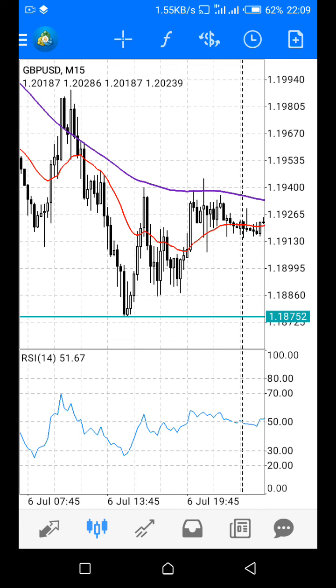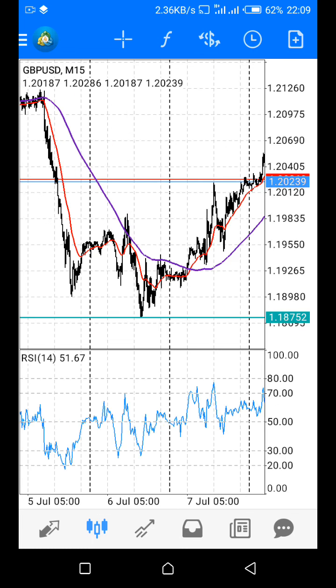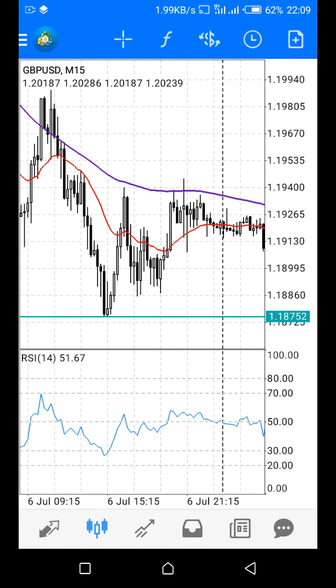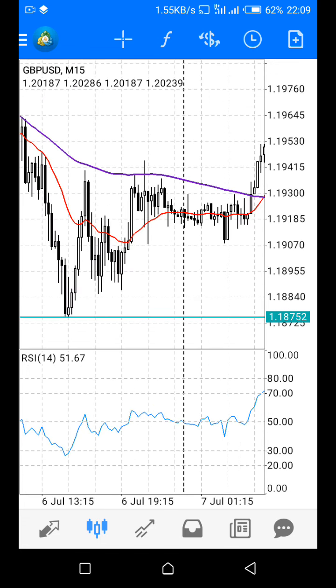In our chart here, the low of GBP USD that happened on the 6th of July was 1.18752, as indicated here by my horizontal line. I'm not going to consider the 2. The 2 is the prepared value, so I'm going to remove it. Then I'm going to remove my decimal point. Later I'll bring back my decimal point.